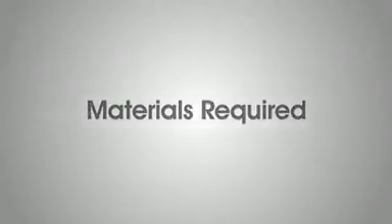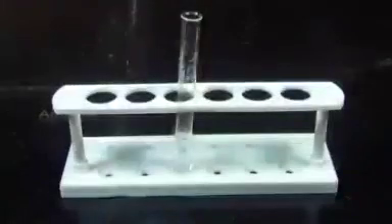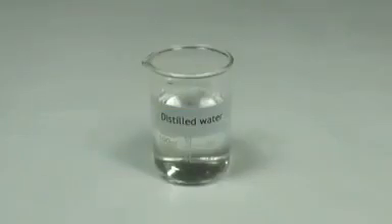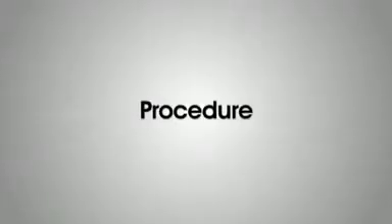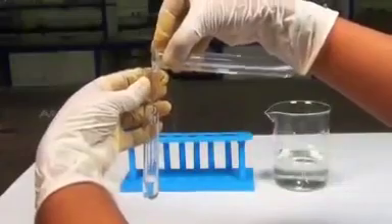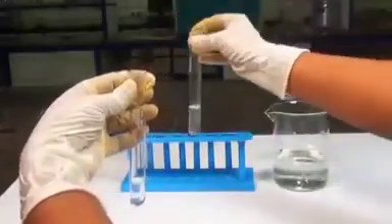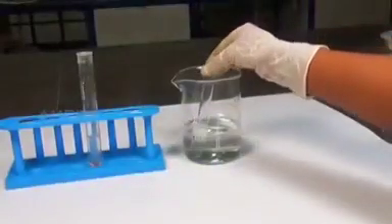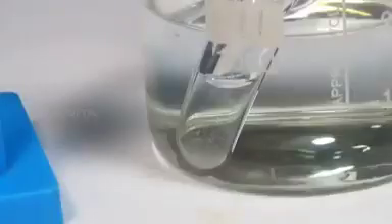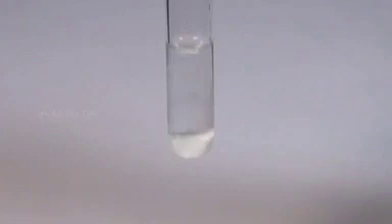Materials required: solution obtained in the group analysis, test tube, water in a beaker. Procedure: take 1 part of the solution obtained in the group analysis in a test tube. Cool it by placing it in a beaker containing water. On cooling, lead chloride present in the solution undergoes crystallization to form white crystals.